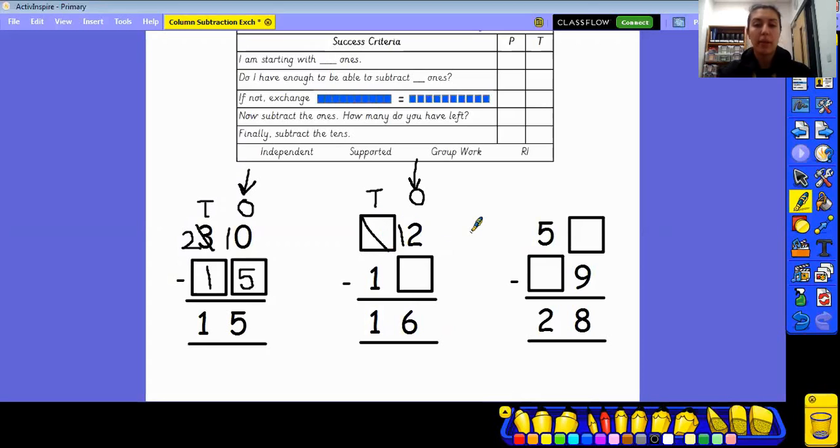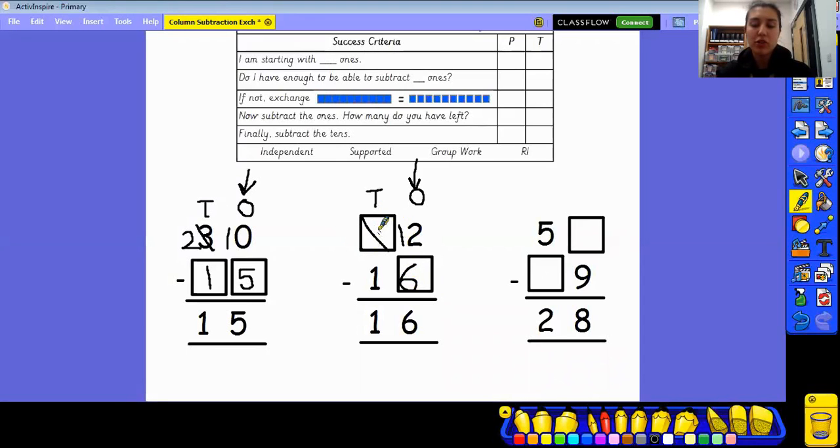my ones column. So now what I've got is 12 take away something equals 6. So that makes much more sense because 12 is a much bigger number. And what do I need to take away from 12 to be left with 6? That's right, I need to take away 6.